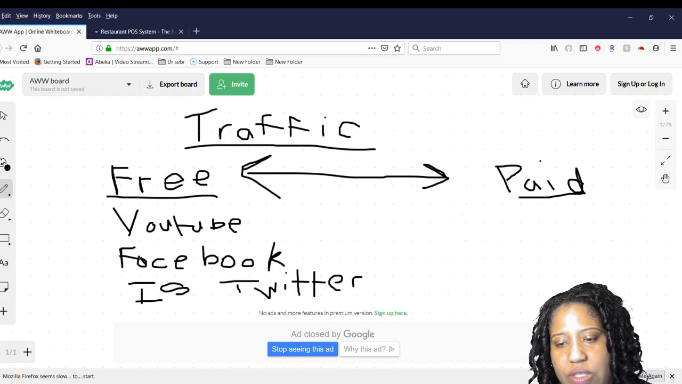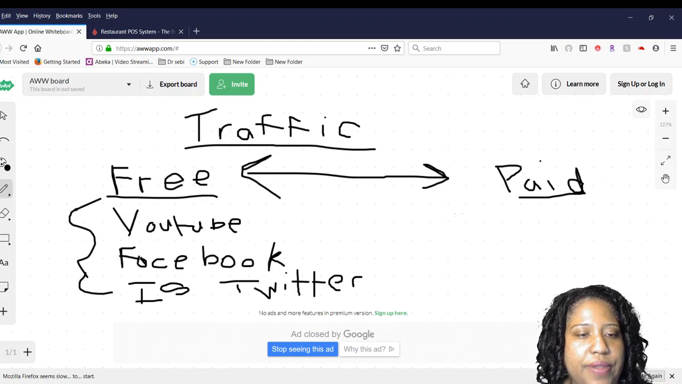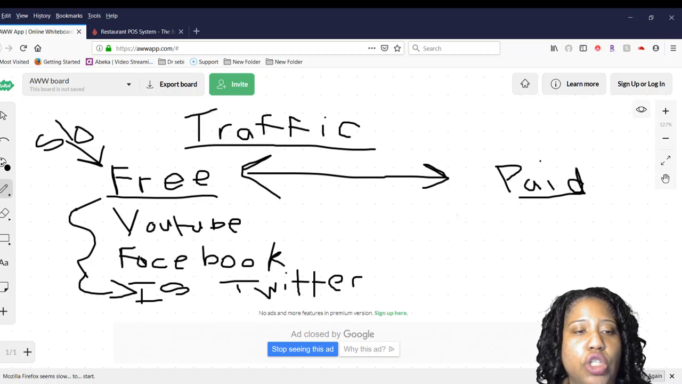And so all these methods right here are free, as you can see, free. But understand that if you're new to online, it can be a bit slow. But the great thing about this free traffic is that a lot of times it is warm traffic.